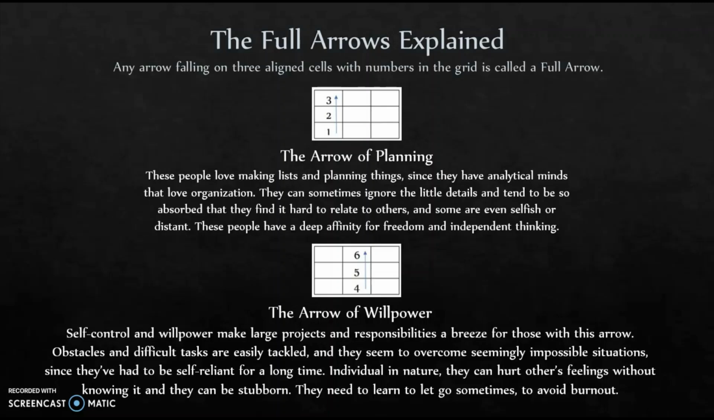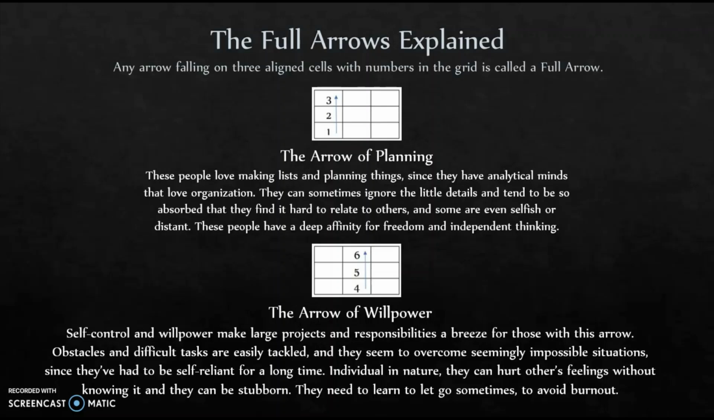The full arrows explained. Any arrow falling on 3 aligned cells with numbers in the grid is called a full arrow. The arrow of planning. These people love making lists and planning things since they have analytical minds that love organization. They can sometimes ignore the little details and tend to be so absorbed that they find it hard to relate to others, and some are even selfish or distant. These people have a deep affinity for freedom and independent thinking.